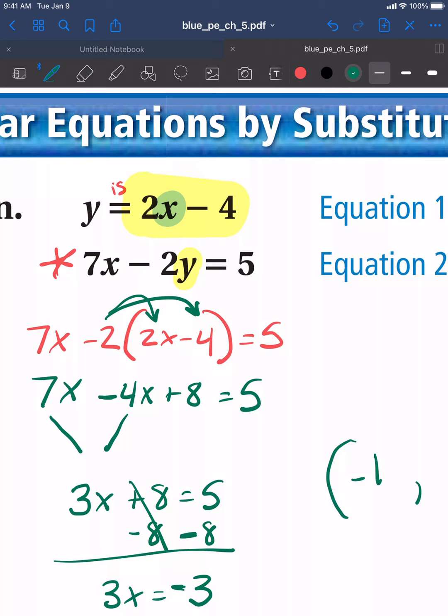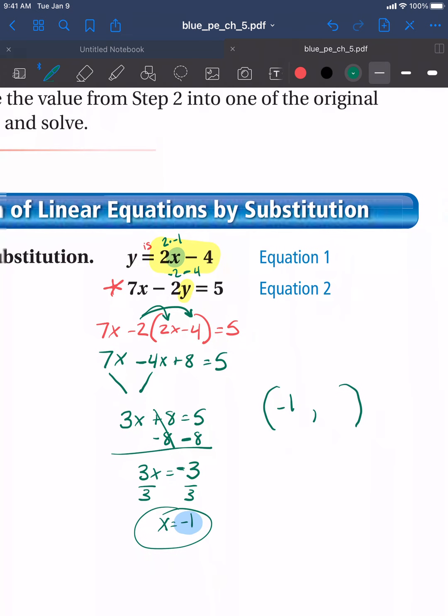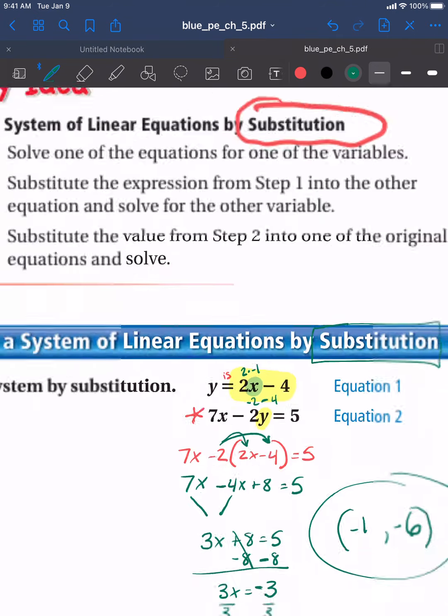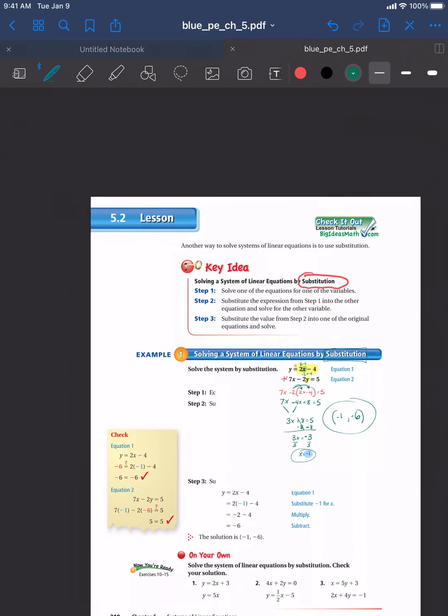Let's do that. What is 2 times negative 1? Negative 2. What is negative 2 minus 4? Signs are the same, so negative 6. 4 plus 2 is 6. They're all negative, so it's going to be negative. So your answer is negative 1, negative 6. That is called solving by substitution, because think of it like a substitute teacher. I'm plugging in this yellow for this yellow who's missing. Correct? Good job, guys.